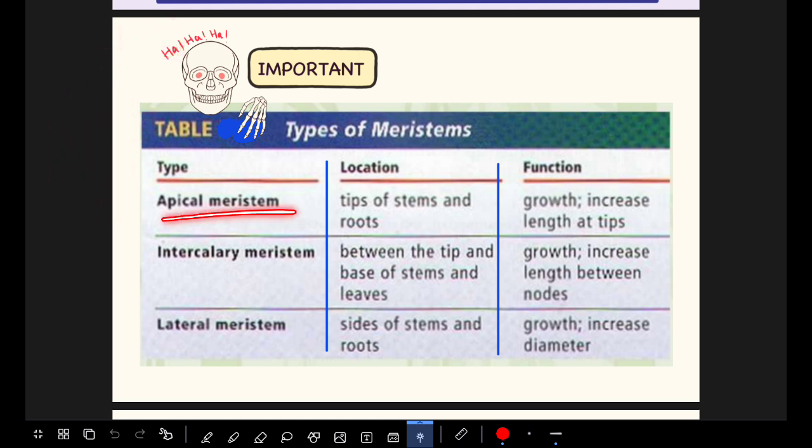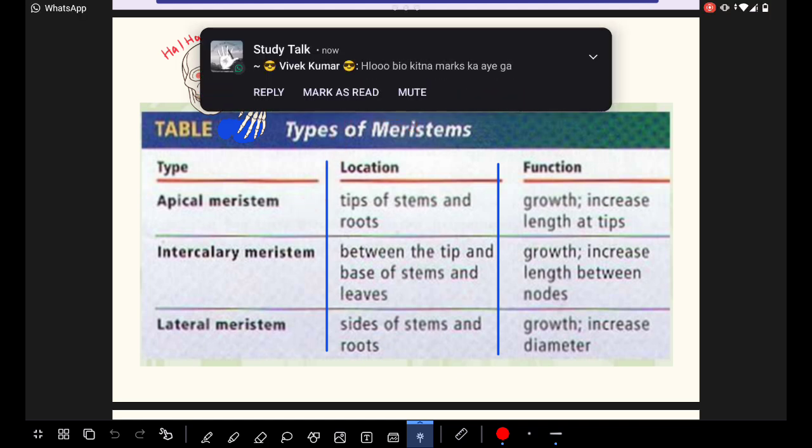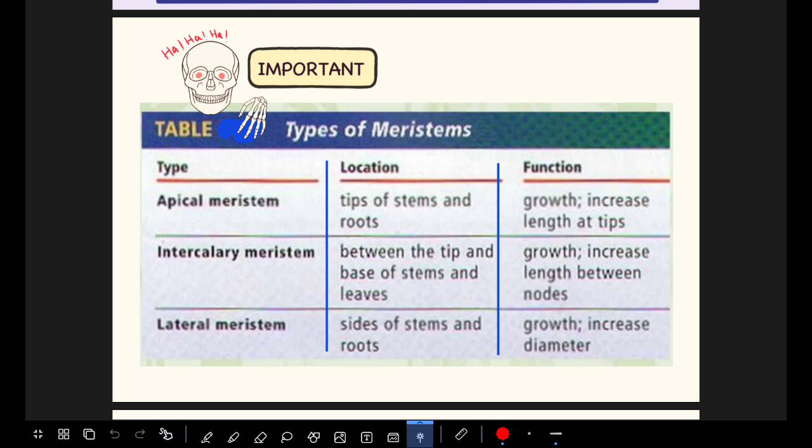So apical meristem are located at the tips of stems and roots, and that is why there are two types of apical meristem. One is SAM, shoot apical meristem, and the other is RAM, root apical meristem. As the name suggests, shoot apical meristem is located at the shoots and root apical meristem is located at the roots. Now, their main function is growth. They increase the length. They help in elongation.